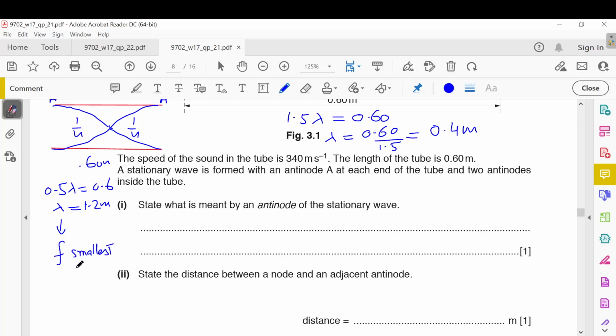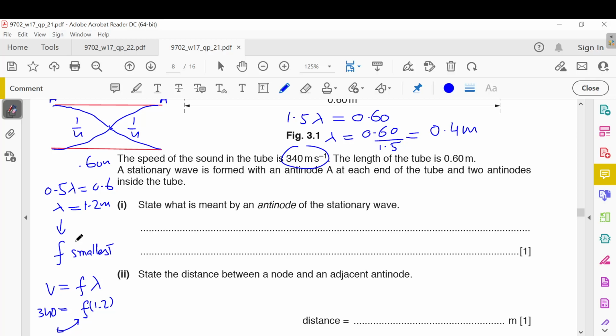So if you want to measure the smallest frequency, you use V is equal to F lambda, where V is the speed of sound. Now you feed lambda as 1.2 and the speed of sound as 340, and you get the smallest possible frequency. So these were the main difficult points of this case, we discussed almost all of them that are in the question.